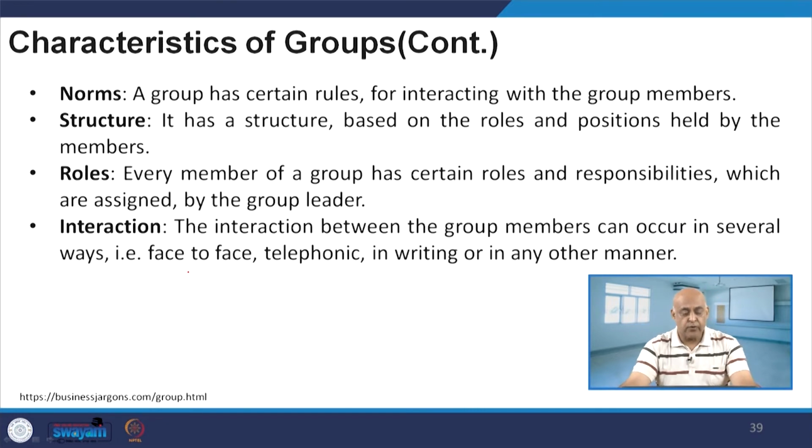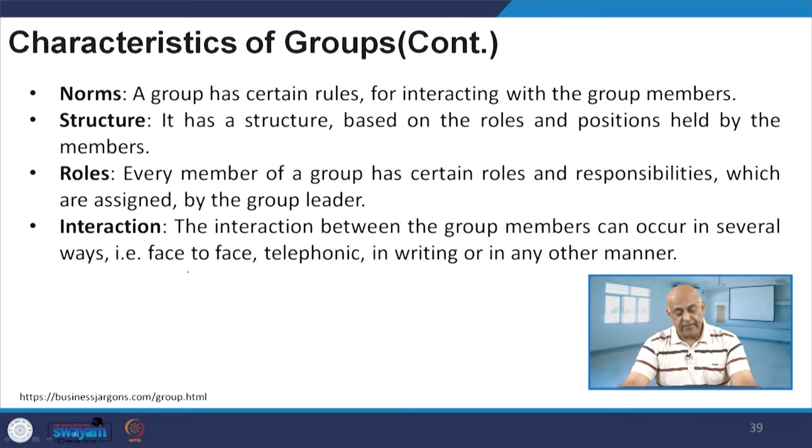The norms: a group has certain rules for interacting with the group members, right. The structure: it has a structure based on the roles and positions held by the members, right. So, for a particular group there will be particular rules, regulations and norms. That is also what the organizational structure is.